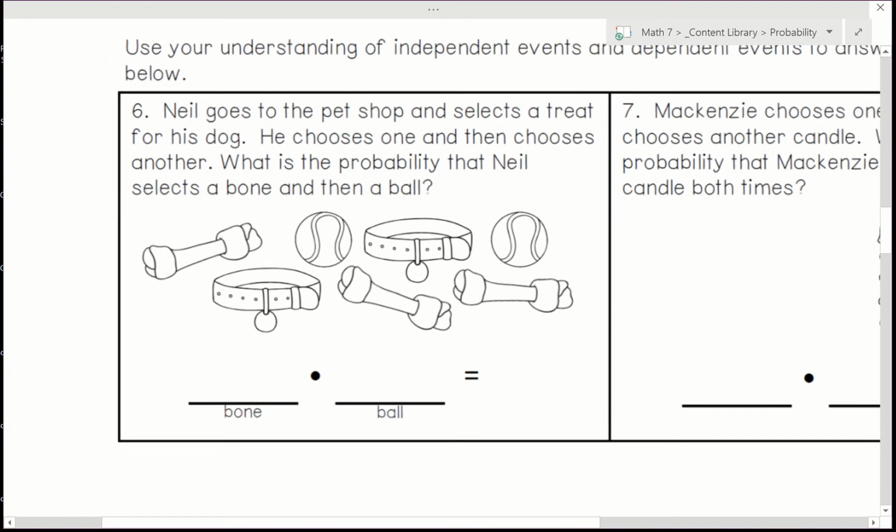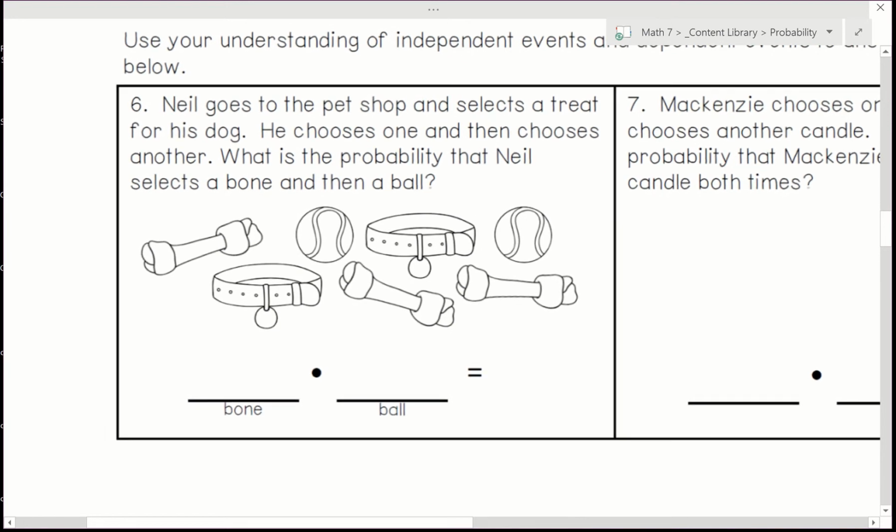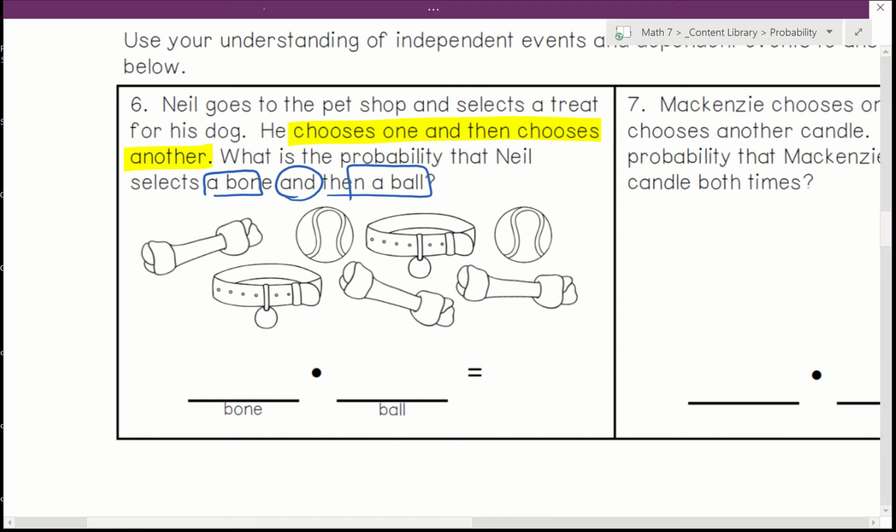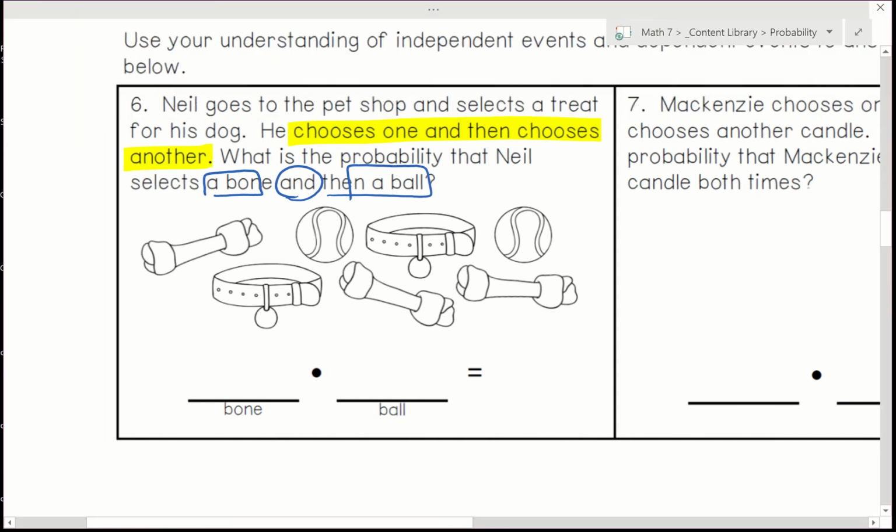Neil goes to the pet shop and selects a treat for his dog. He chooses one and then chooses another. What is the probability Neil selects a bone and then a ball? Okay. Now, he is not replacing it. He chooses one and then chooses another. He's not replacing, so no replacement. This is without replacement.